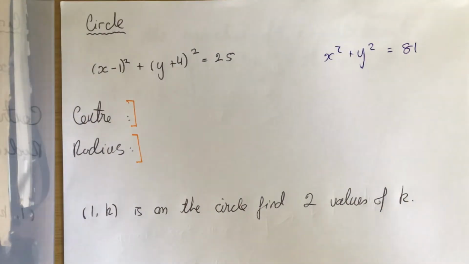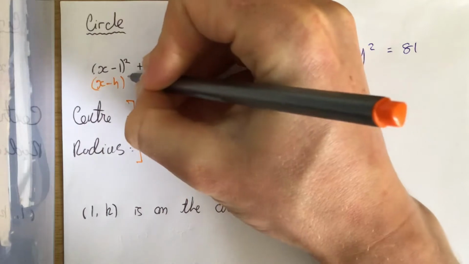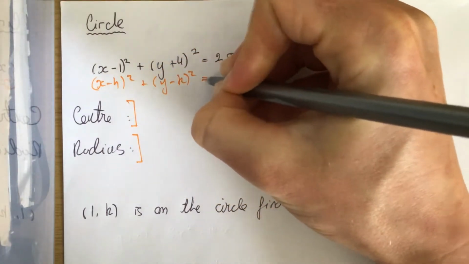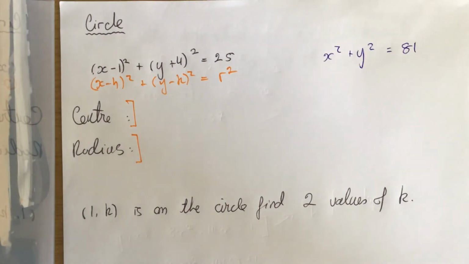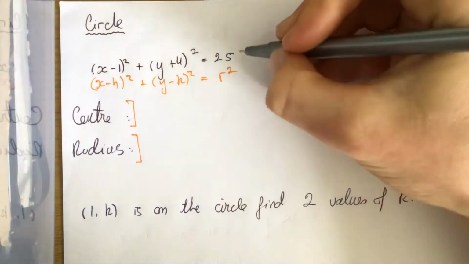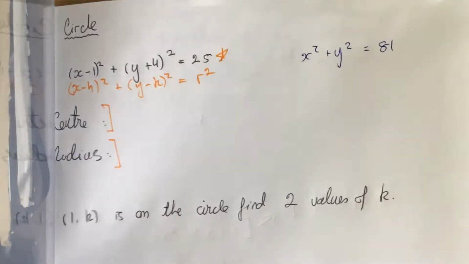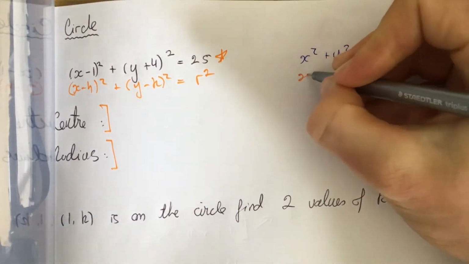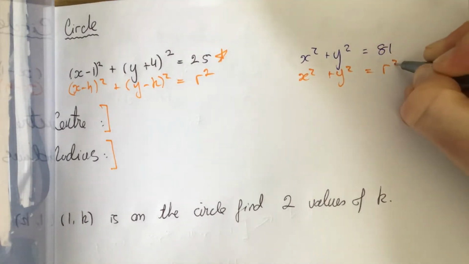Now your first equation is in your log tables and it's (x minus h) squared plus (y minus k) squared equals r squared. And that's an equation that's in your log tables that we need to get familiar with, and we need to recognise this line as being a circle and being in that format. The other one we have isn't in our log tables, but we can learn it off and it's quite easy. So all it is, x squared plus y squared equals r squared.